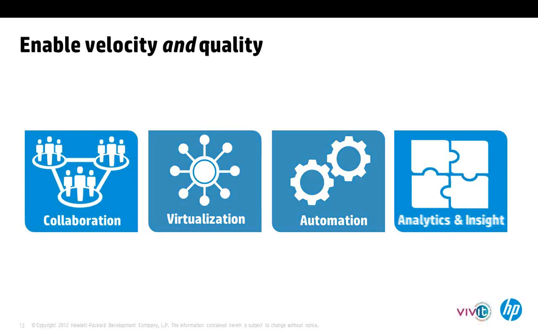So one by one, we'll talk about these 4 areas. The first area that I'm going to talk about is really the collaboration and the analytics and insights that are required to overcome the impediments for velocity and quality.